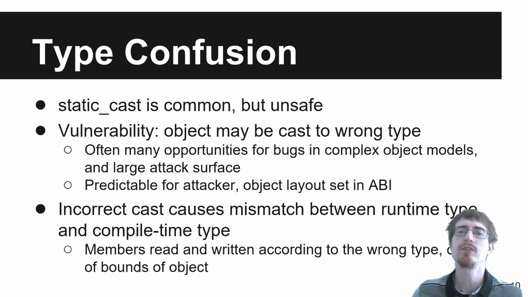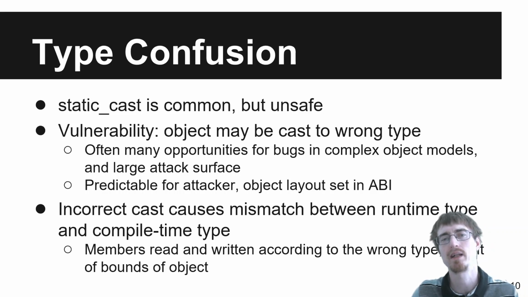Moreover, these vulnerabilities are very predictable for attackers. So before we saw the stack vulnerabilities, which depend on the memory layout as determined by the compiler. We saw heap vulnerabilities that depend on the memory layout as set out by libc. However, in this case, the layout of objects in memory is completely dictated by the ABI. So the ABI set by the operating system decides what the object layout is. This means that type confusion vulnerabilities are very predictable and can even often be reused between different compilations of a program, different platforms, as long as they use the same ABI.